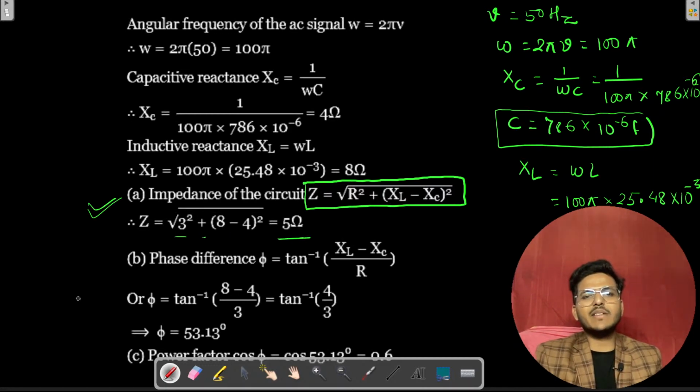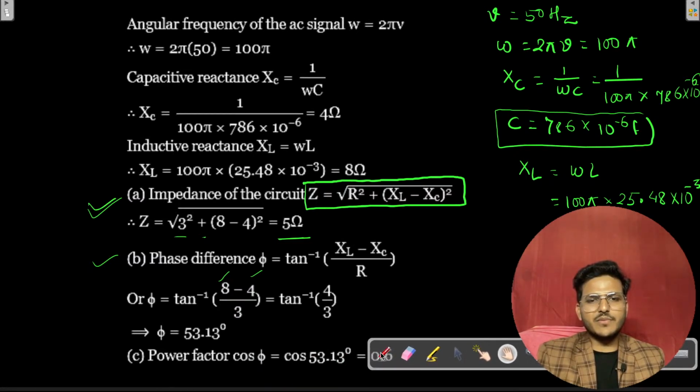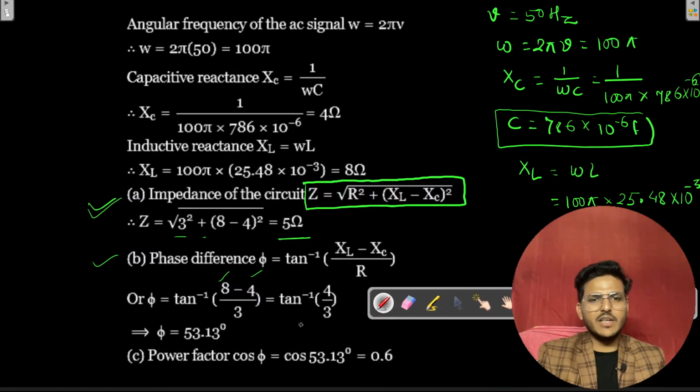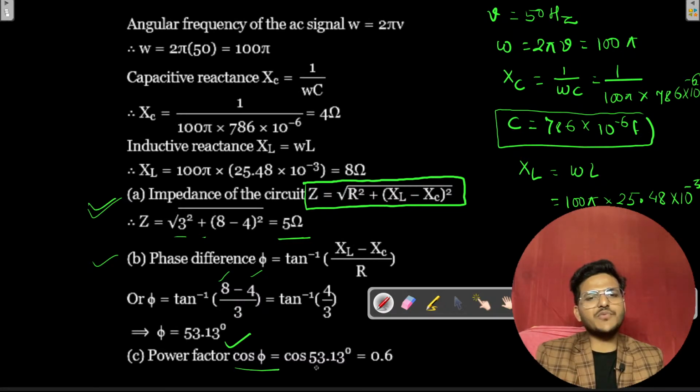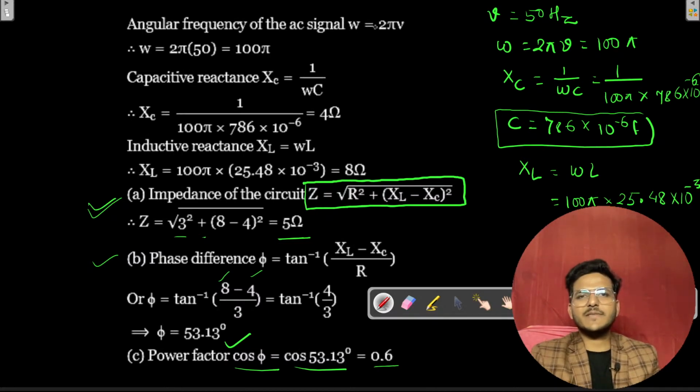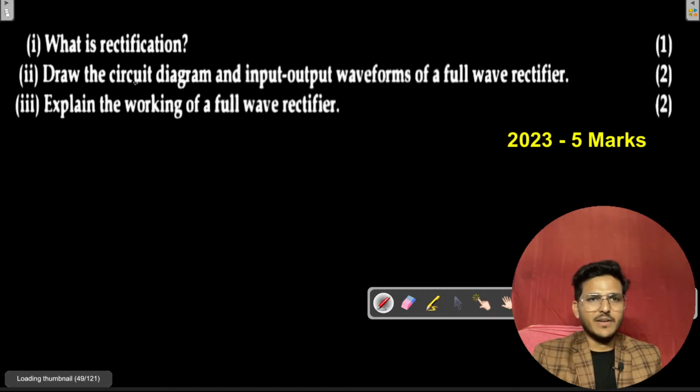This is the impedance of the circuit. Phase difference is tan inverse of (XL minus XC) upon R. Tan inverse of (8 minus 4) upon 3, that is 4 upon 3. Tan inverse of 4 upon 3 is about 53.13 degree. And power factor is cos 53.13, which equals 0.6. Alright, this is 0.6. Now, moving to next.